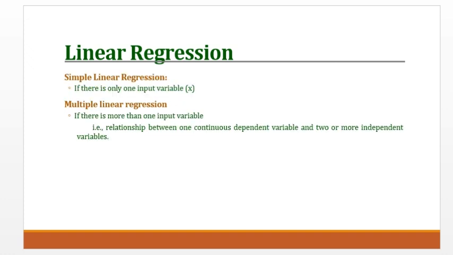There are two types of linear regression. One is simple linear regression, where there is only one input variable, and in multiple linear regression there is more than one input variable. In this case, it shows the relationship between one continuous dependent variable and two or more independent variables.